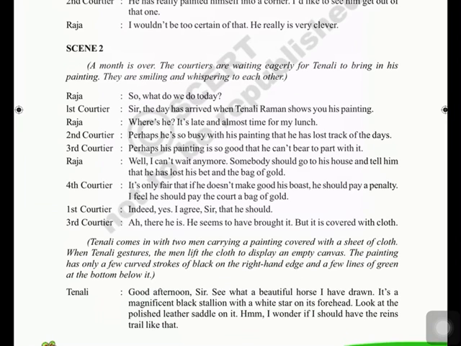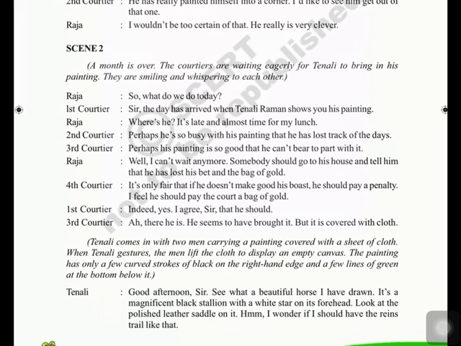The painting has only a few curved strokes of black on the right hand edge and a few lines of green at the bottom below it. So what were there? So black and green lines are there. Nothing is there, only strokes. Some horizontal and vertical lines are there. Those were in black and green color. So let us see. How did Tenali respond?